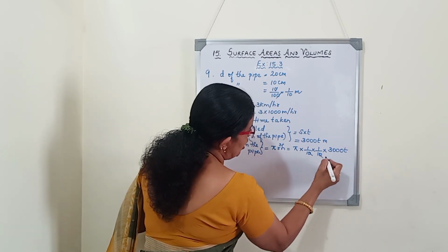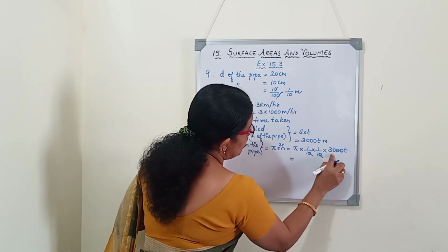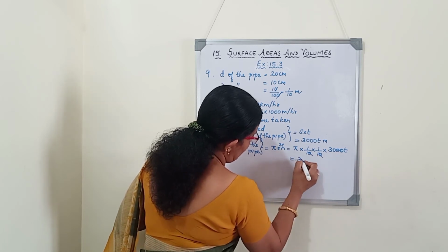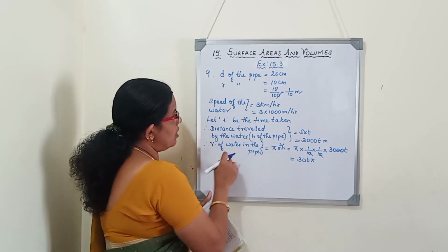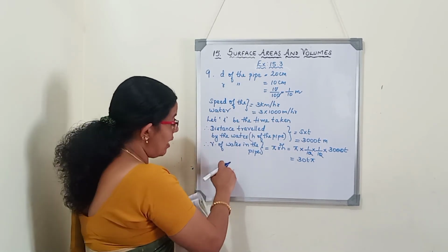So here 2 zeros will cancel. We will get 30 T pi. 30 T pi we will write as it is. Pi we will not substitute because again we are going to find the volume of the cylindrical tank.